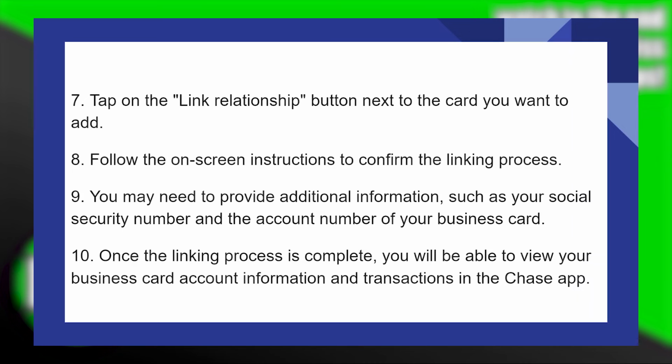Now follow the on-screen instructions to confirm the linking process. And you may need to provide additional information, such as your social security number and the account number of your business card. Once the linking process is complete, you'll be able to view your business card account information and transactions in the Chase application.